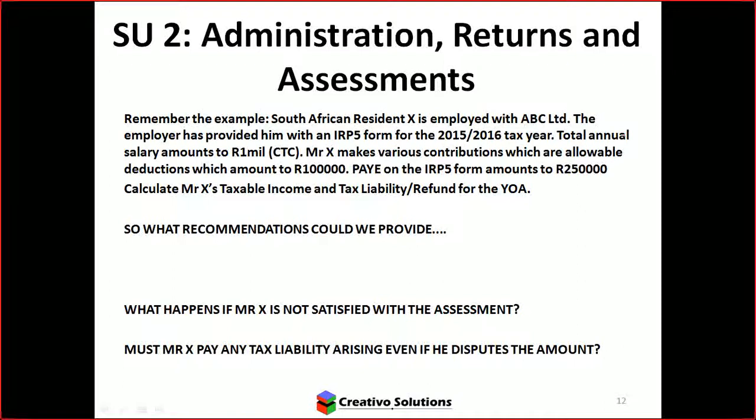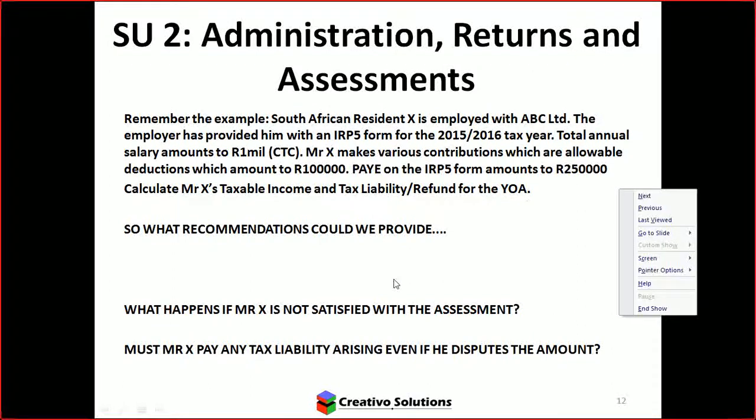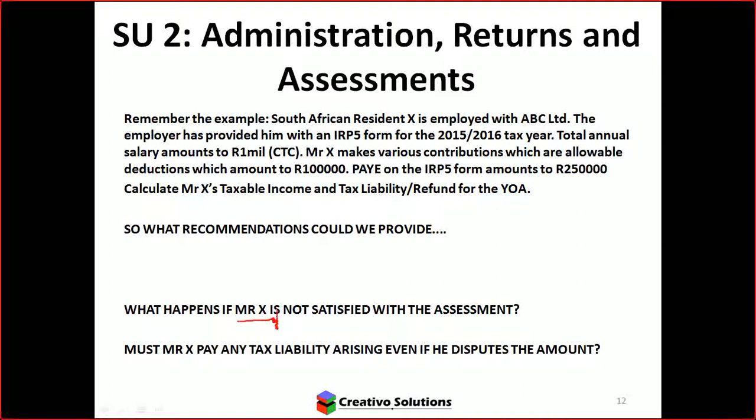Alright, this I actually want to look at next week. I've just given you a scenario here looking at Mr. X. I want you to give me some recommendations about Mr. X in terms of what he could do to improve his situation, from a tax point of view. And also, what happens if Mr. X is not satisfied with the assessment? Also something to consider.